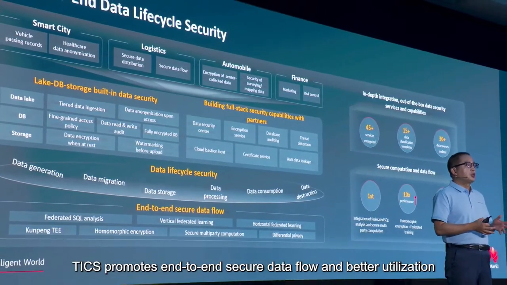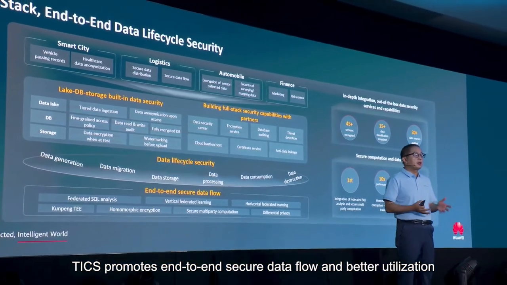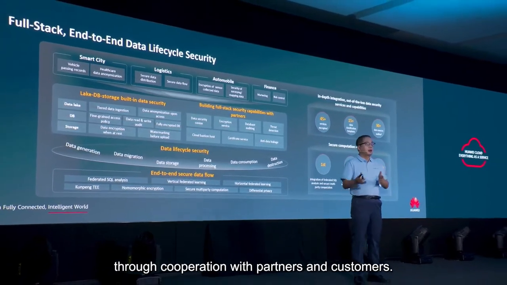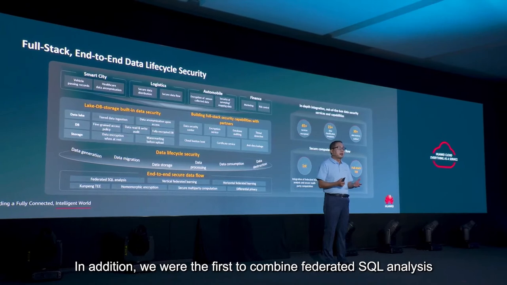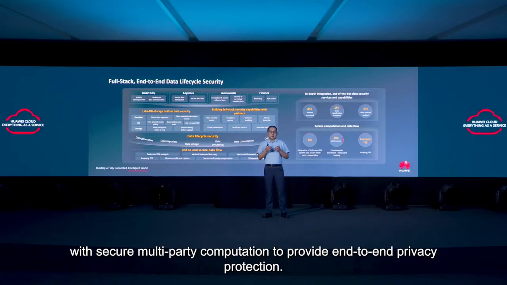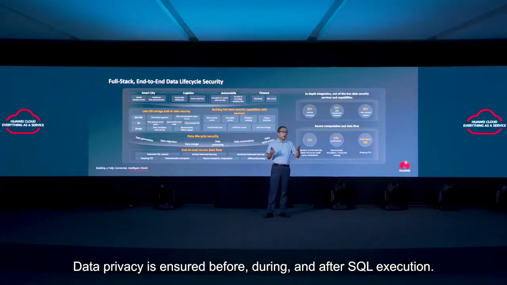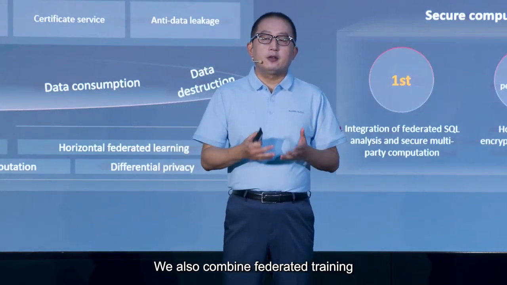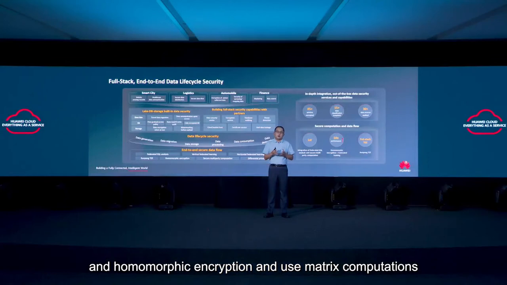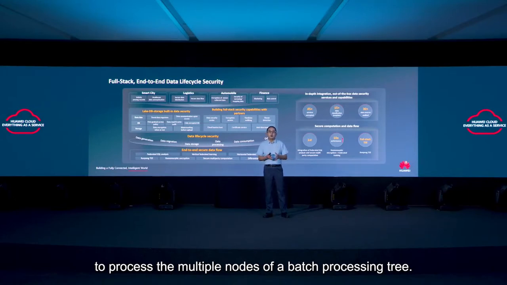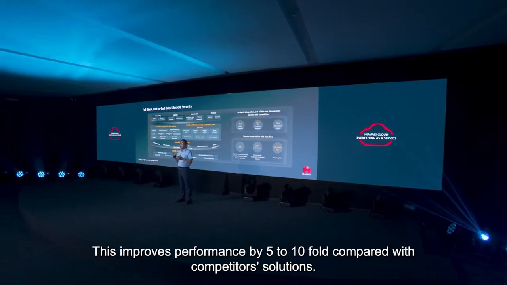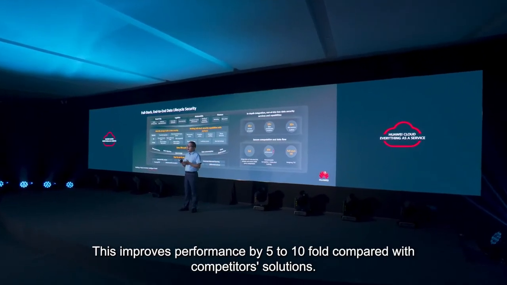TEE promotes end-to-end secure data flow and better utilization through cooperation between partners and customers. In addition, we were the first to combine federated SQL analysis with secure multi-party computation to provide end-to-end privacy protection. Data privacy is ensured before, during, and after SQL execution. We also combine federated training and homomorphic encryption and use matrix computation to process the multiple nodes of a batch processing tree. This improves performance by 5 to 10-fold compared with competitors' solutions.